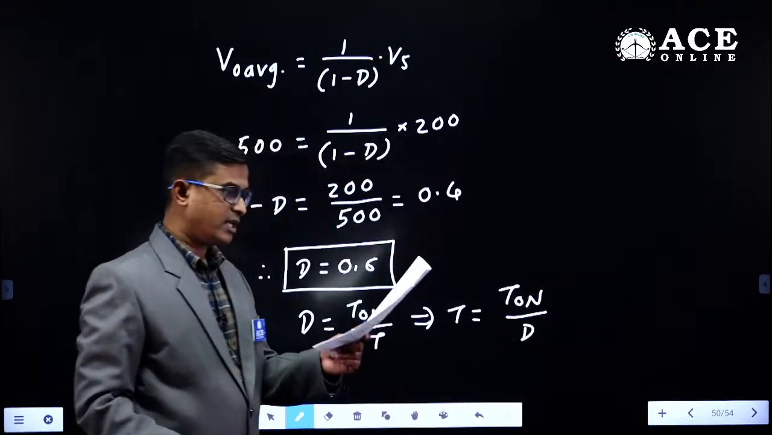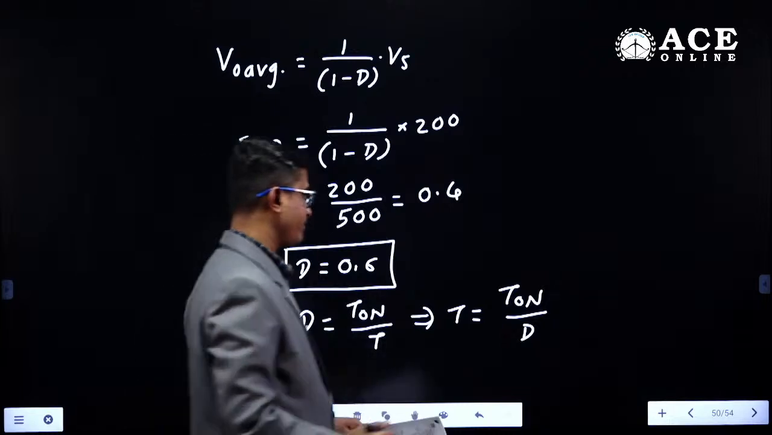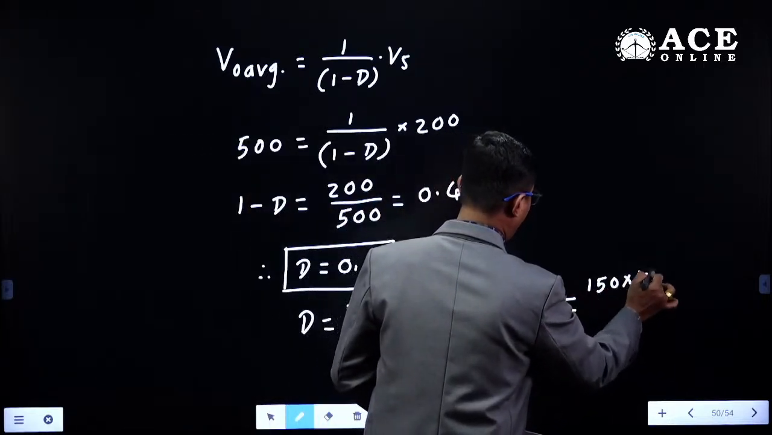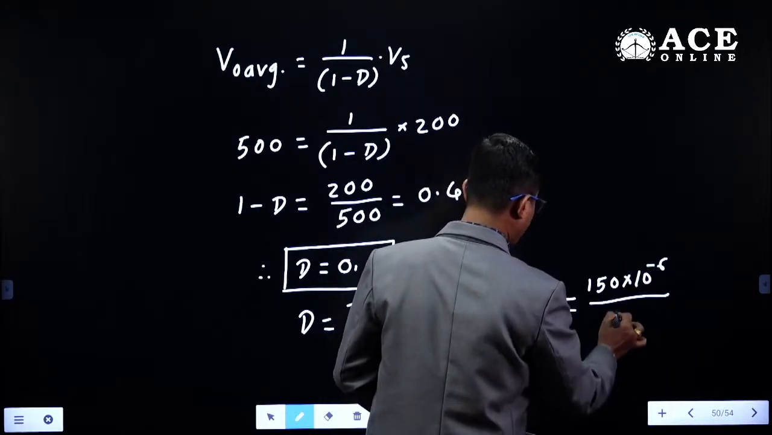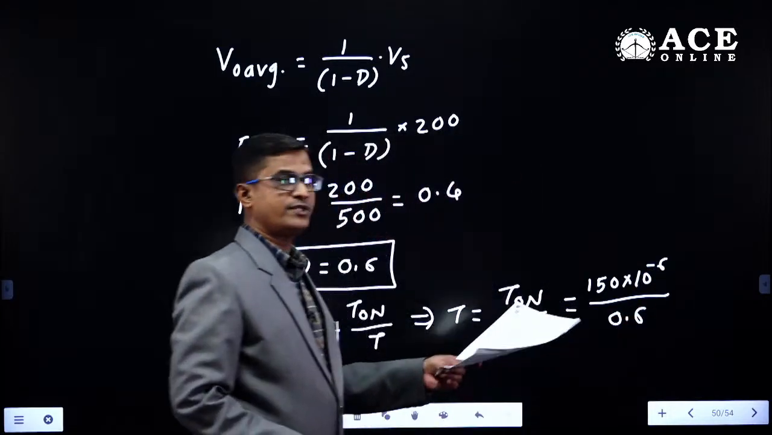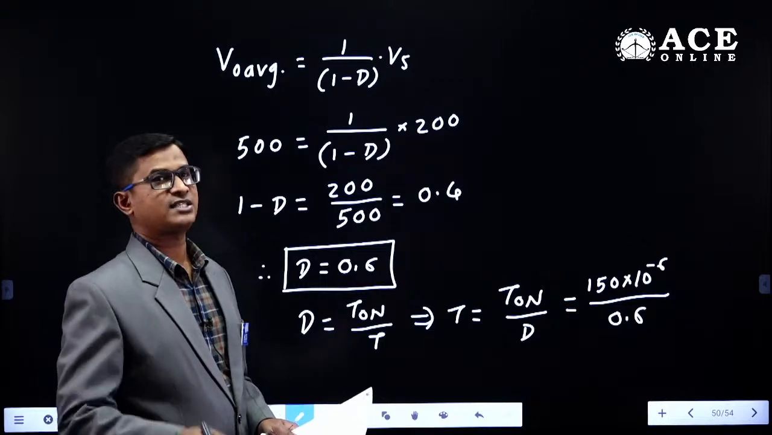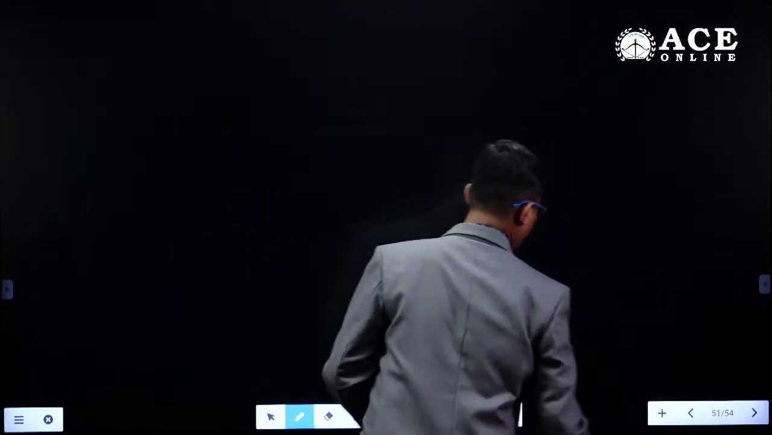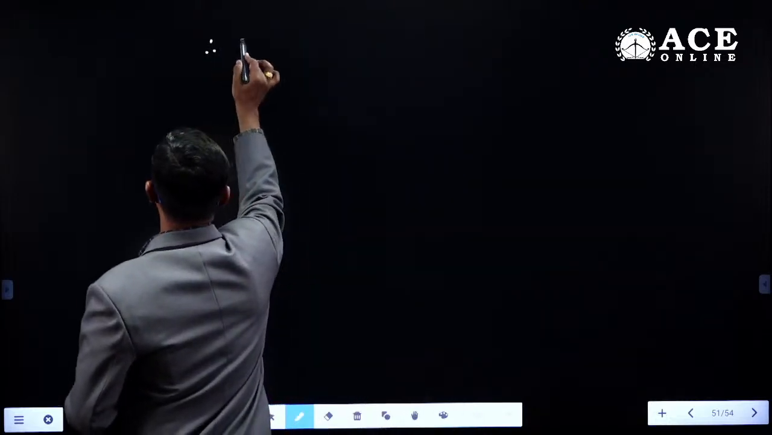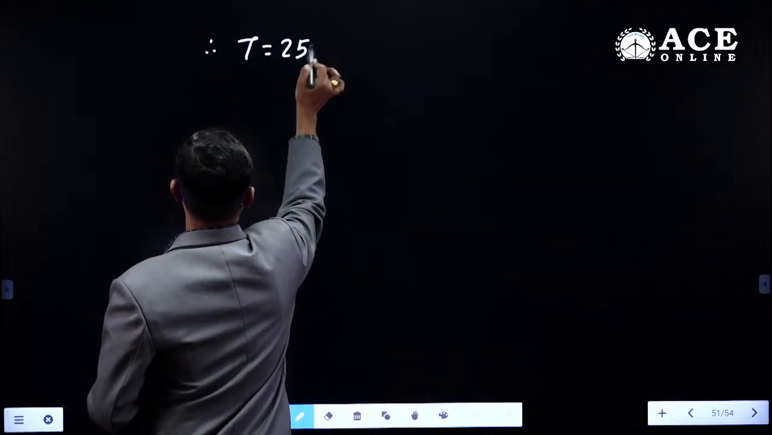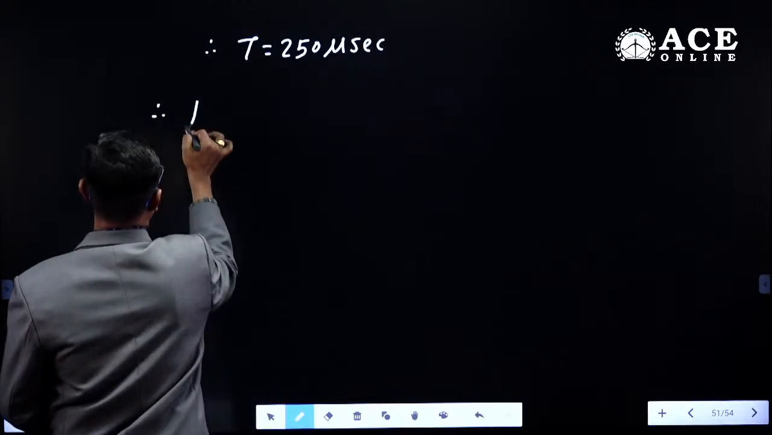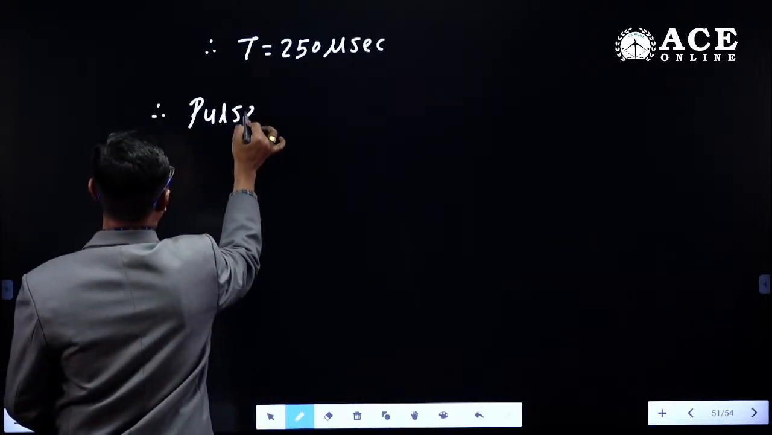What is T on? T on is 150 microsecond. So it is 150 into 10 to the power minus 6 upon duty cycle is 0.6. So if we check 150 into 10 to the power minus 6 upon 0.6, we will be getting 250 microsecond. So T is equal to 250 microsecond.